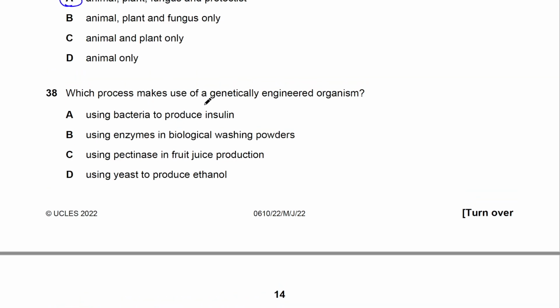Which process makes use of a genetically engineered organism? Okay, using bacteria to produce insulin, that's right, 100%, because we inserted the genes with their plasmid to make the insulin. But let's read the rest. Using enzymes in biological washing powders, it's a normal chemical reaction, no. Using pectinase, this is an enzyme in fruit juice production, no. Using yeast to produce ethanol, this is a normal procedure, but it's not related to genetics, so the right answer is A.